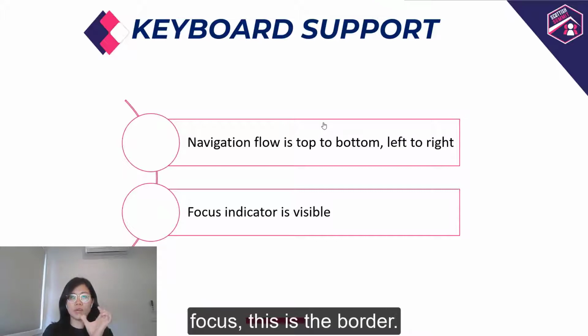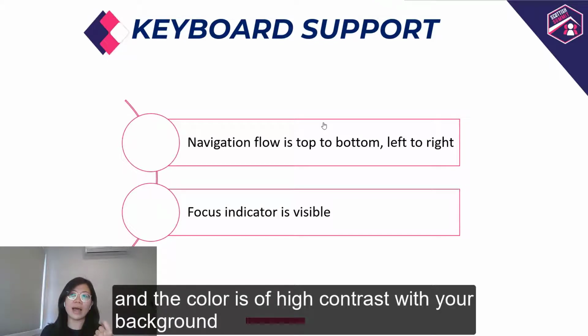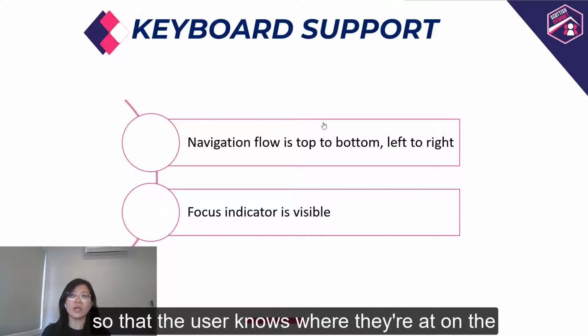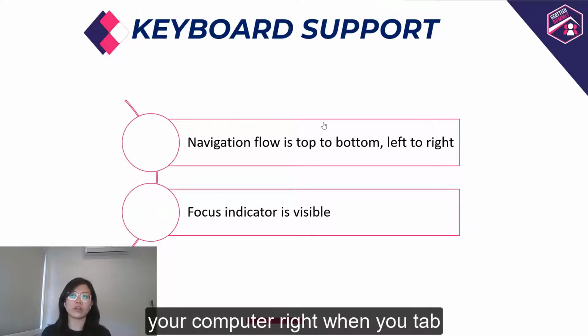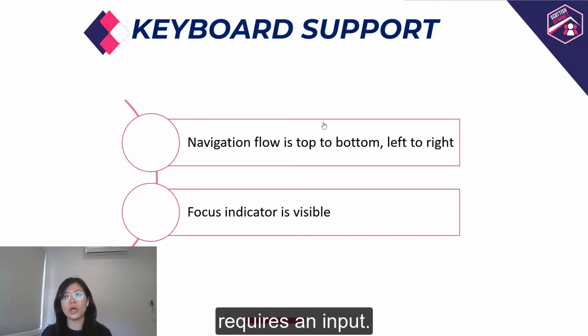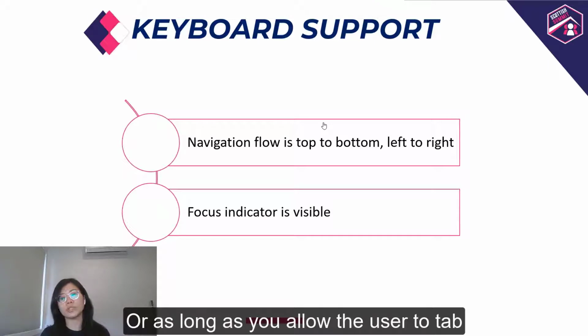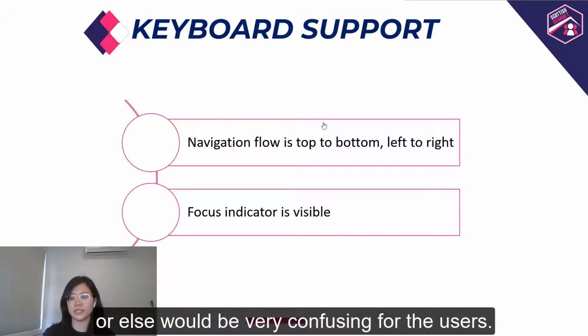So focus, this is the border. Make sure that every input element has a border, and the color is of high contrast with your background so that the user knows where they are on the screen. So it's the same as using a system on your computer, right? When you tap, you want to know which element you're on. So any element that requires an input, or as long as you allow the user to tap on the element, it should have a focus indicator visible, or else it'll be very confusing for the users.